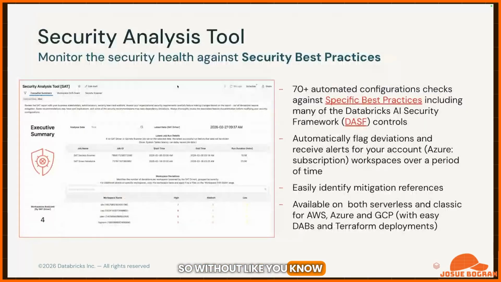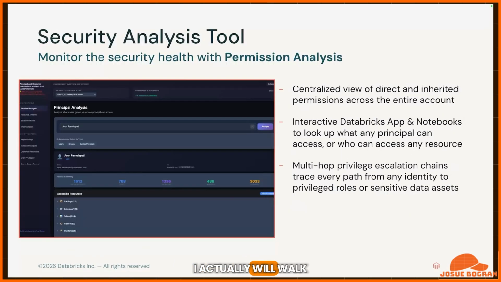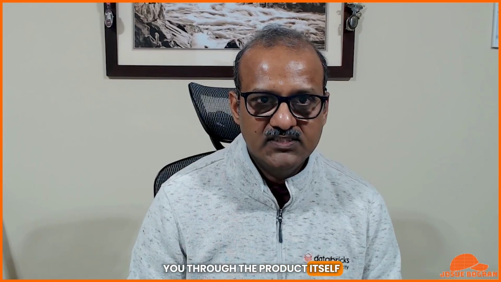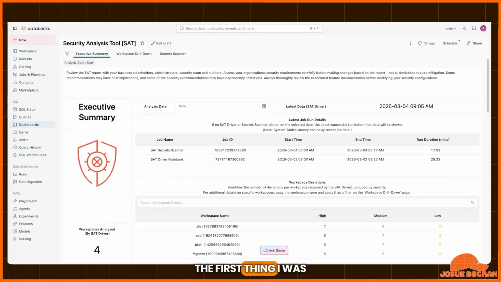So instead of going through these screenshot by screenshot, I will actually walk you through the product itself, as part of the tooling. If you deploy a security analysis tool, the first thing I was talking about is the posture. There are three things, and I'm going to walk you through those three things as a demo. The first one is posture.